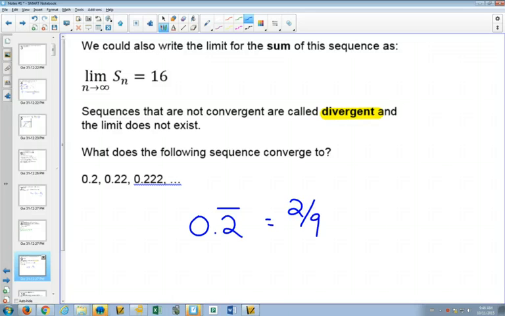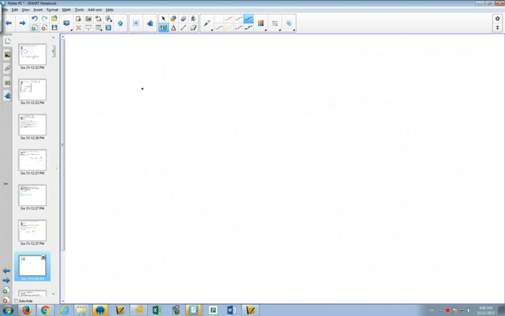2/9. I love repeating decimals. Do you know what 0.1 repeating is? 1/9. 0.3 repeating? 3/9, which is also 1/3. Yes, this. Have I told you the story of 0.9 repeating?